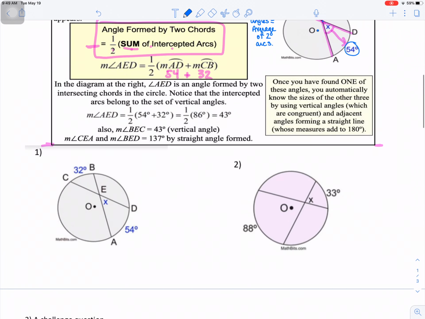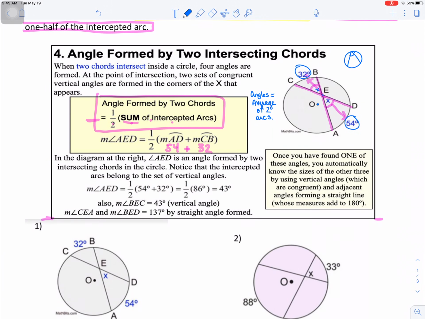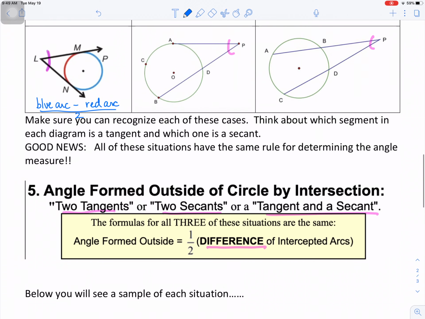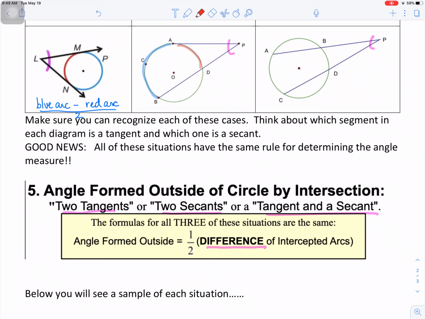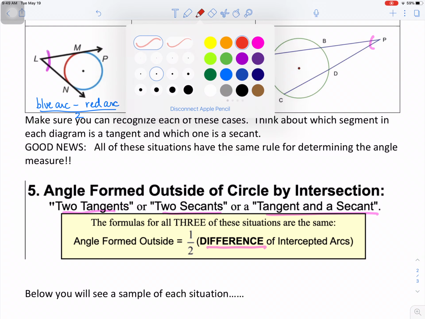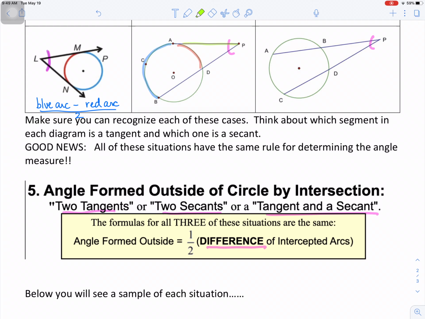Okay? This case, you're adding them. When the angle's inside, you add. When the angle's outside, you subtract. So here, I'll use the same colors. Blue arc minus red arc. This green piece from arc BD is not part of this problem because it's not in the angle, it's not inside. So only the stuff inside is what you're dealing with.